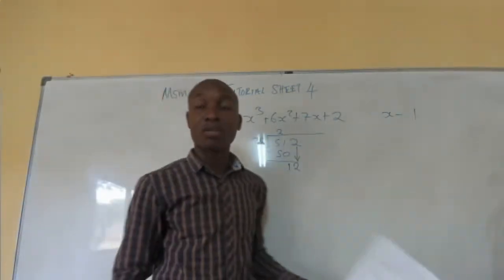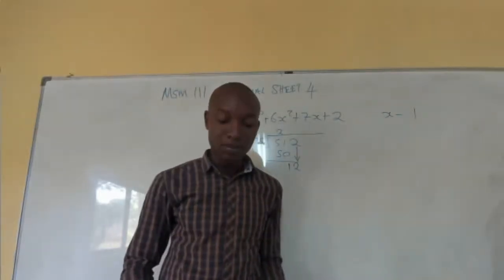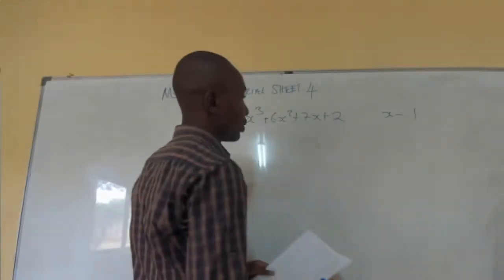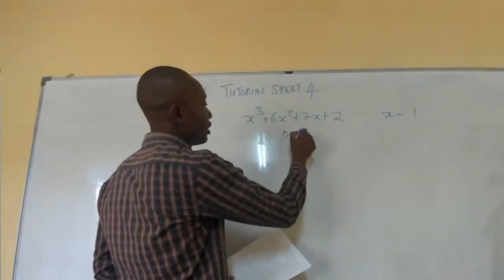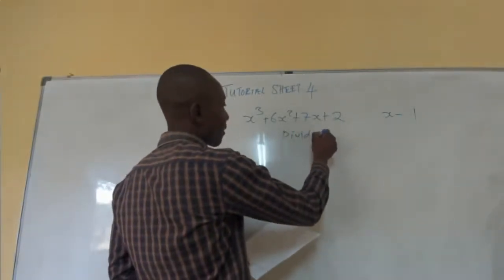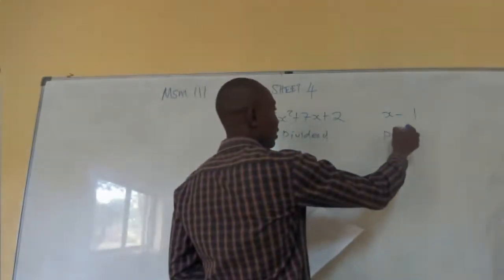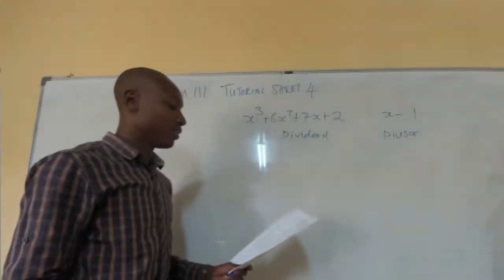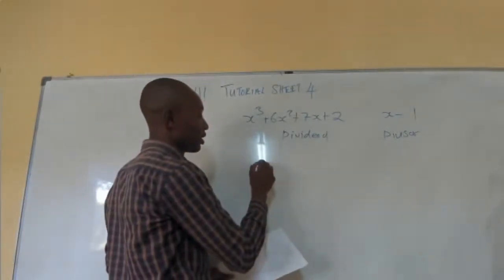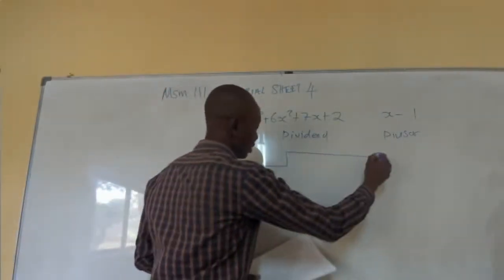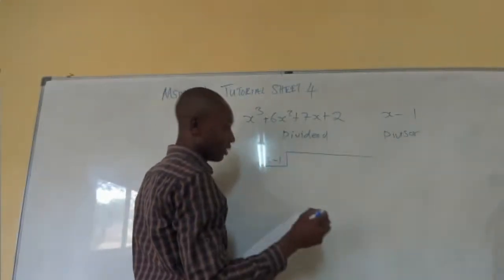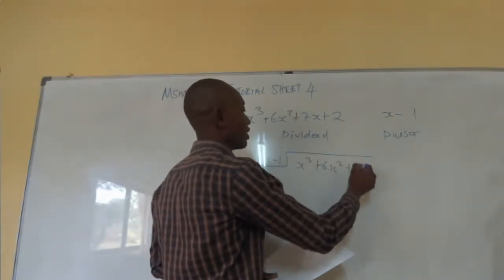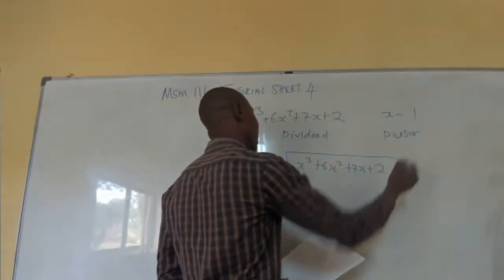Okay, so we are going to apply the same principle here. So we're going to say this is the dividend and this is the divisor. Since we have the dividend and the divisor, we can simply write this as x minus 1, then we have x cubed plus 6x squared plus 7x plus 2.